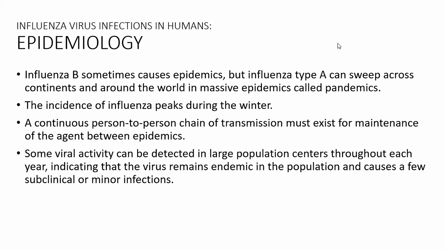The incidence of influenza peaks during the winter. So a continuous person-to-person chain of transmission must exist for the maintenance of the agent between epidemics. And some viral activity can be detected in large population centers throughout each year, indicating that the virus remains endemic in the population and causes a few subclinical or minor infections.